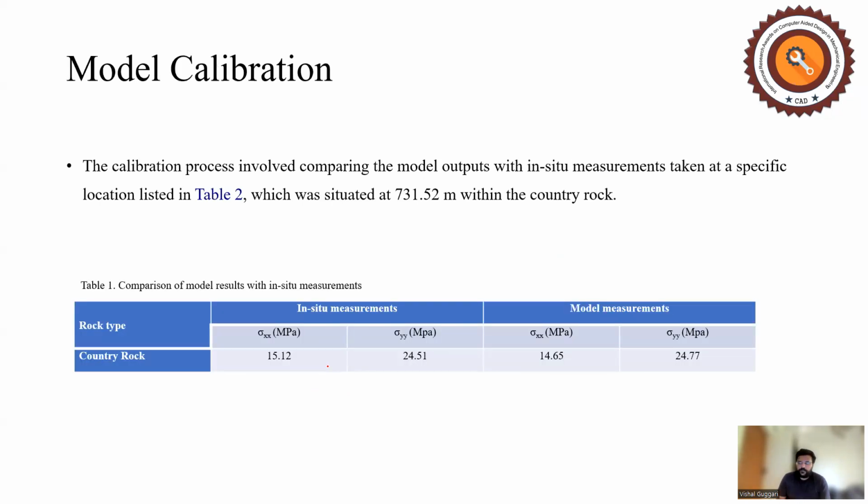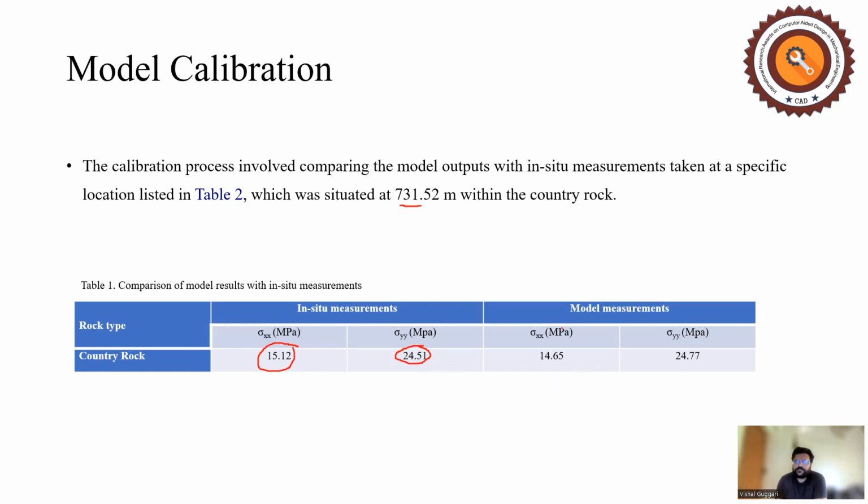So model calibration is important because the model has been generated in the computer, so the result should be calibrated with the in situ measurements. For that purpose, we have measured stress values at a depth of 731 meters, which are shown in this table. The sigma x and sigma y have been measured at a depth of 731 meters with the help of load cells or stress cells.